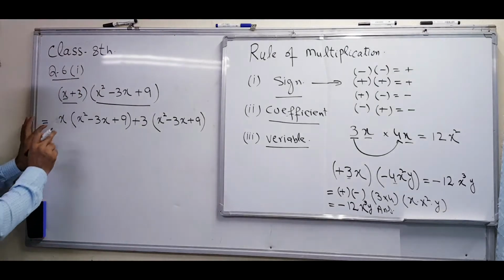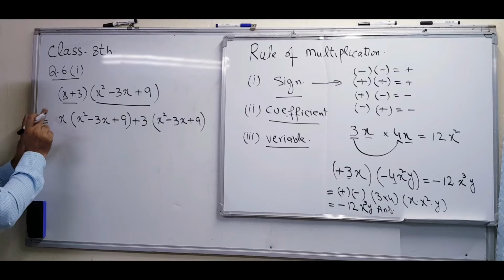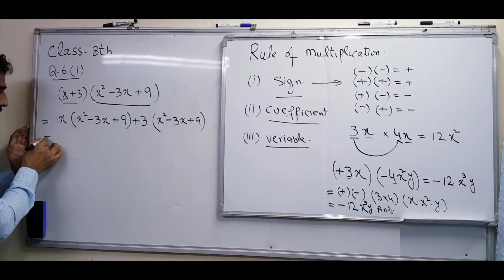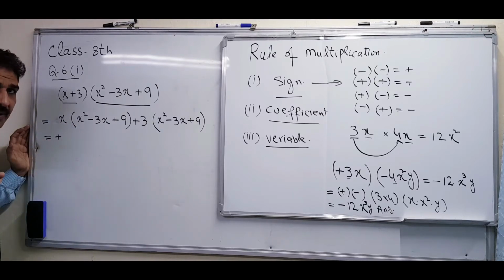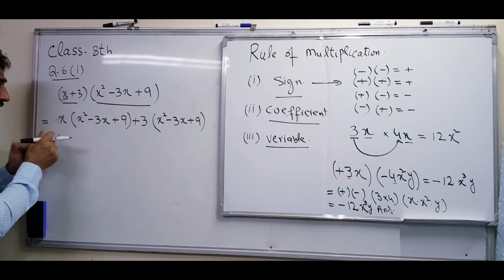So first I want to multiply this. What is the sign before that? Plus. And here plus. So sign is the same. So you will write plus. If you will not write, it's accepted. Coefficient, what is that? 1x. And here also 1. So 1, no need to write.